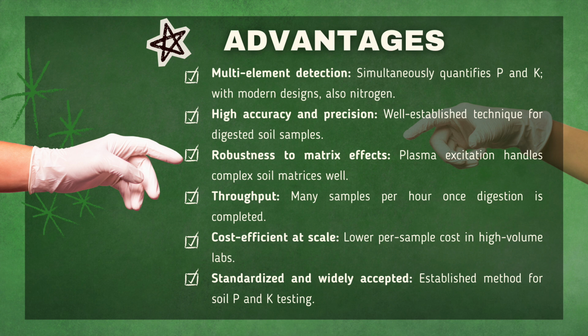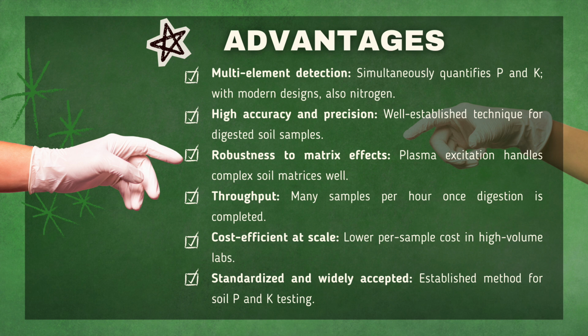Third, it is robust against matrix effects. The high-energy plasma lets the instrument tolerate complex soil matrices, including clays and organic matter, without heavily affecting the signal. Next, ICP-OES supports high throughput. Once digestion is done, the instrument can run many samples per hour, making it ideal for labs that process large numbers of soil samples.